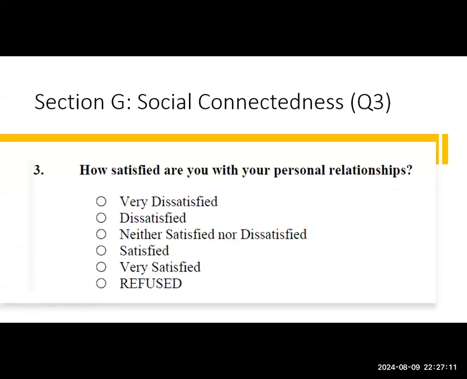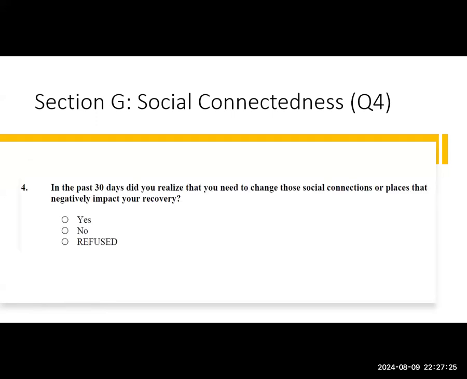For question 3, the intent is to determine how satisfied the client is with their personal relationships, which can include relationships with family, friends, a significant other, and work colleagues, but ultimately the term is left to the client's interpretation. And for question 4, the intent is to determine if the client realized that they have to change their social connections or places due to their recovery. After completing this question, you should refer to the GPRA question-by-question instruction guide, which will provide additional instructions on the next steps you need to take before completing the GPRA survey tool.